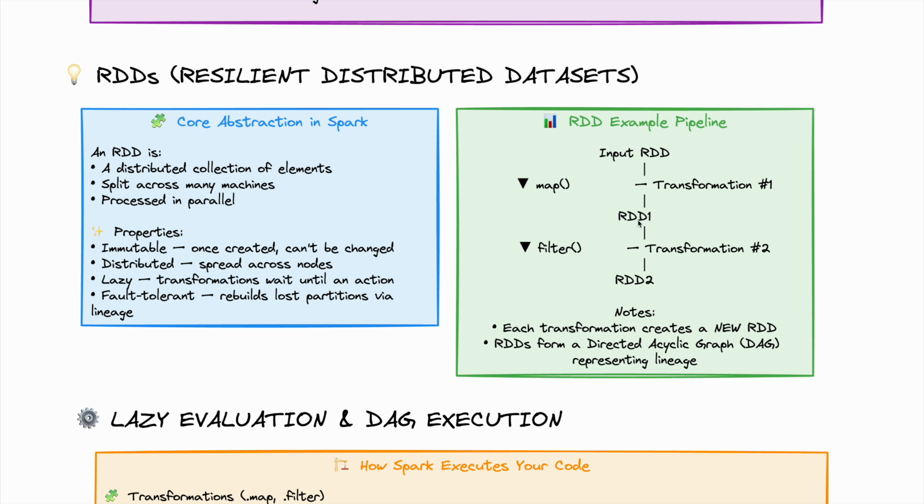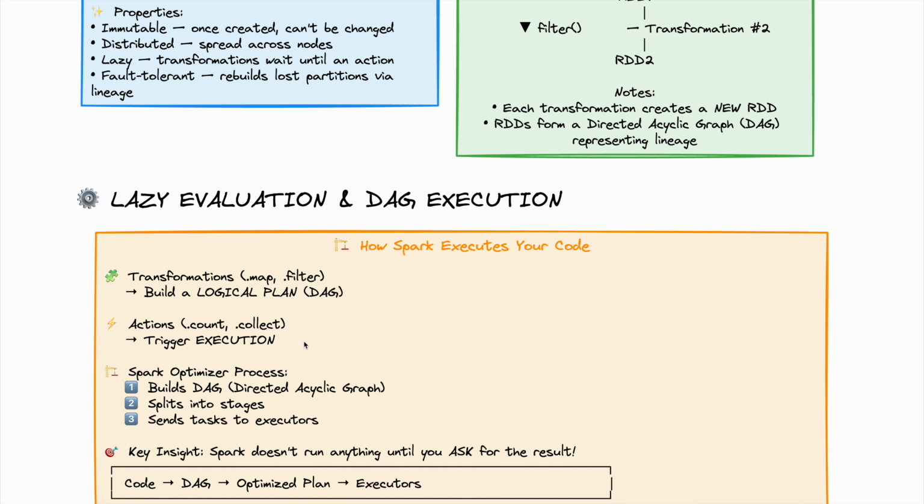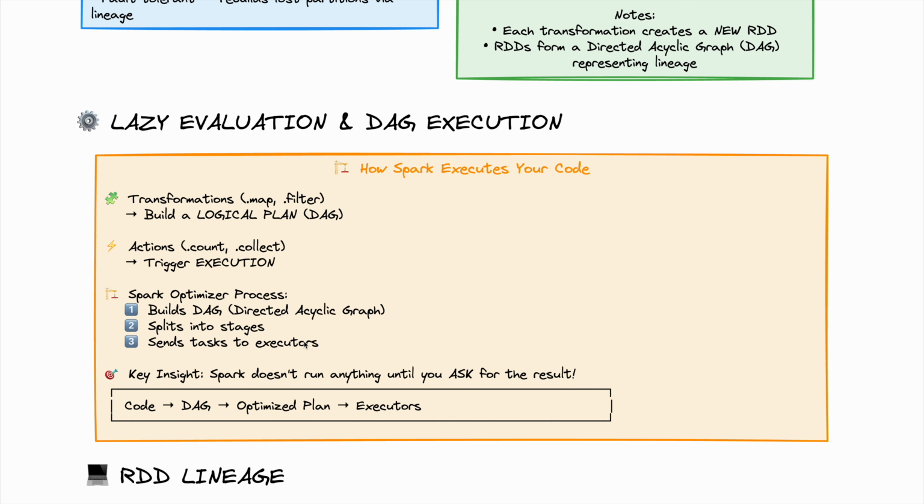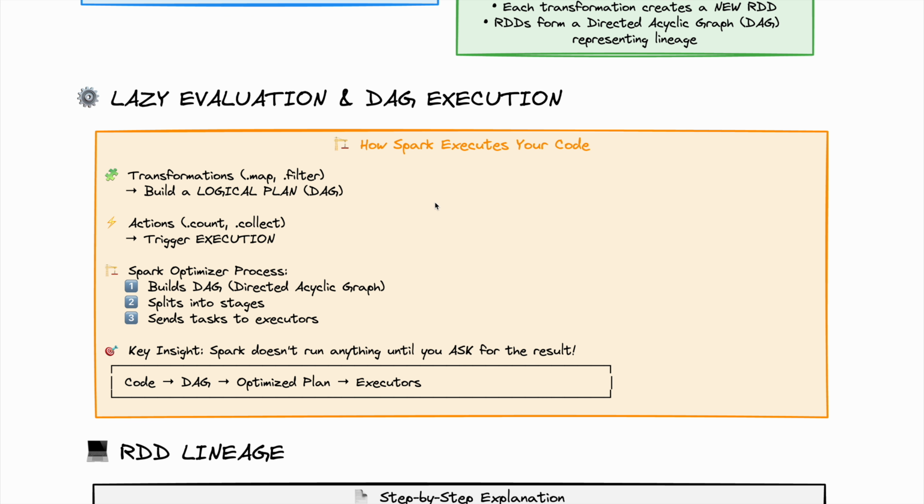And what's the purpose of the DAG? The purpose of the DAG is to be used by the DAG scheduler to plan how to execute the jobs. What happens is that Spark groups operations into stages and submits them as tasks to executors. Let's take a look at lazy evaluation and the DAG execution, how exactly Spark executes your code.